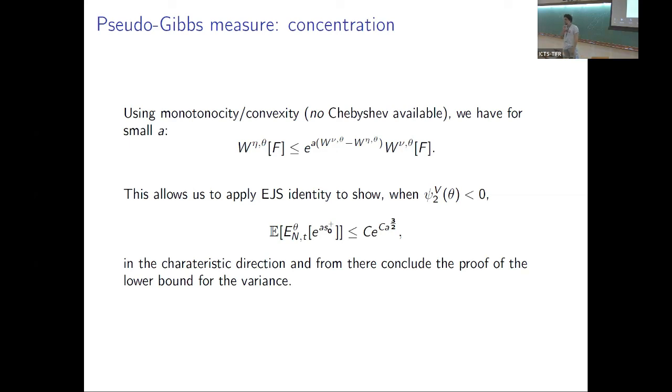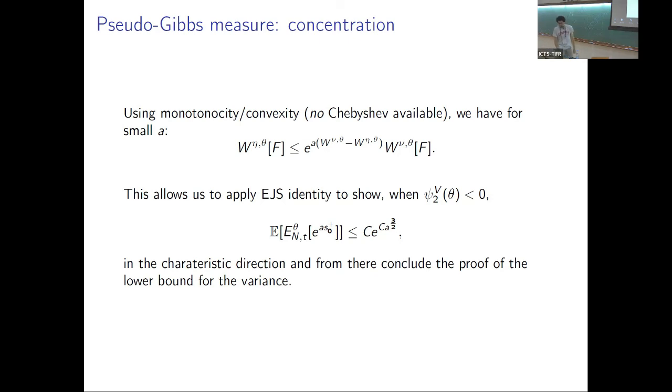And then here's the important step. Without using Chebyshev, because we don't know that we actually have a Gibbs measure, just using monotonicity and actually convexity, we can bound this in terms of ratios of partition functions, or something that looks like ratios of partition functions. And once you have this, you can just use the EJS identity, because the EJS identity is exactly tailored to bounding things like this: e to the partition function, not height function at a certain parameter minus height function at another parameter of criticality. So then we get immediately the a to the 3/2, and you conclude the proof of the lower bound for the variance.